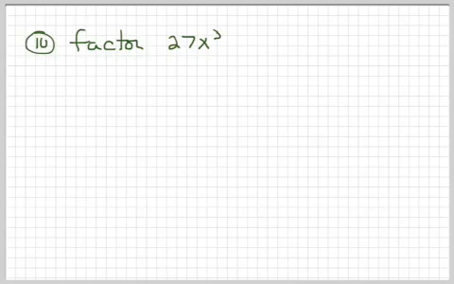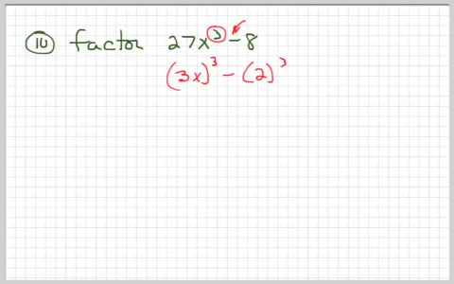Number 10, different type of question. 10 isn't saying is something a factor. It is saying factor this. Tell me how this thing breaks up as a product of stuff. Well, it's got two terms, and the first one is a cube term, so it's probably going to be a difference of two cubes. So that's a 3x that's cubed, because 3 cubed is 27, x cubed is x cubed, and 8 is a 2 cubed. So it is a difference of two things that have been cubed.